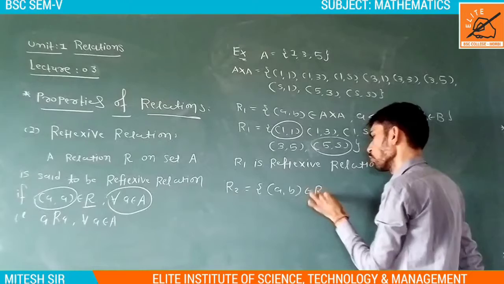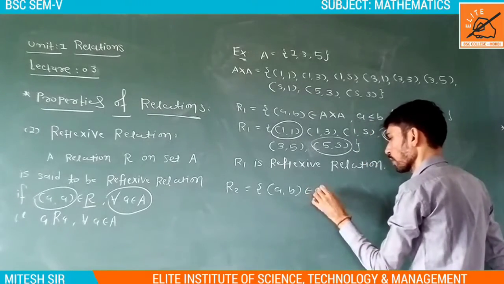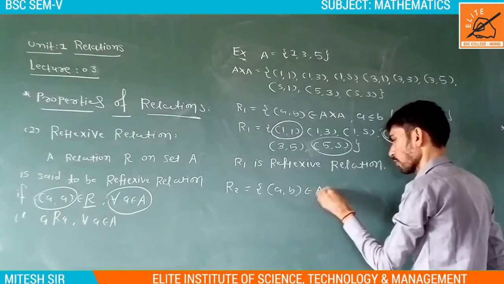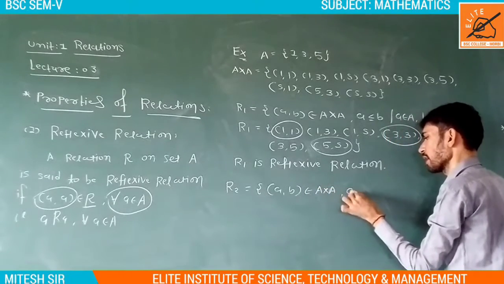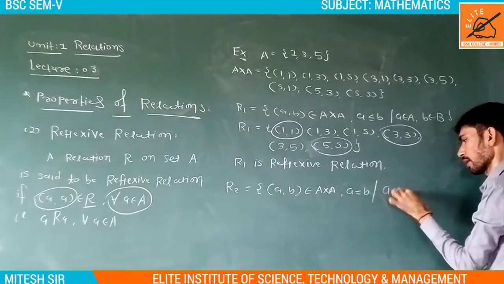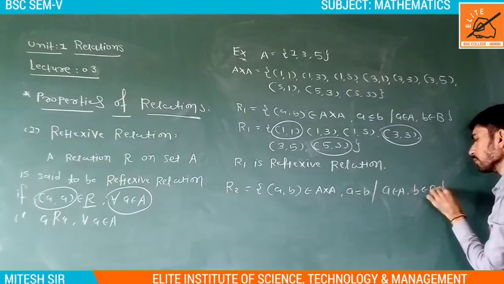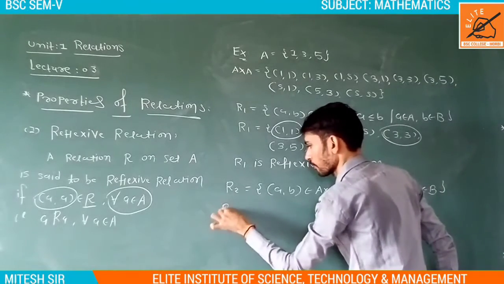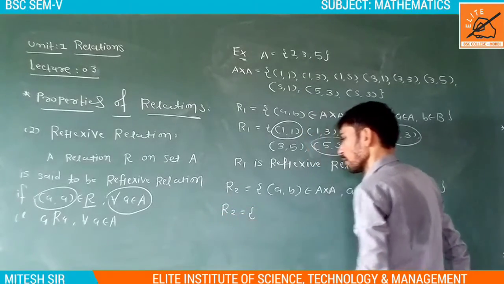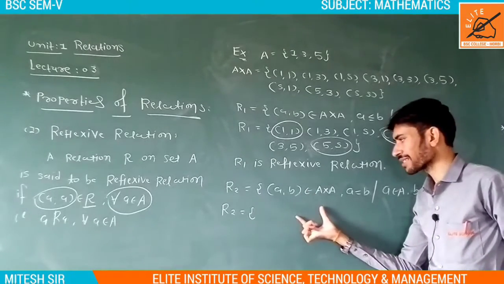(a,b) belongs to A cross A, sorry, A cross A with the condition a is equal to b, where a belongs to A and b belongs to B. So now consider which pairs belong in our relation R2.